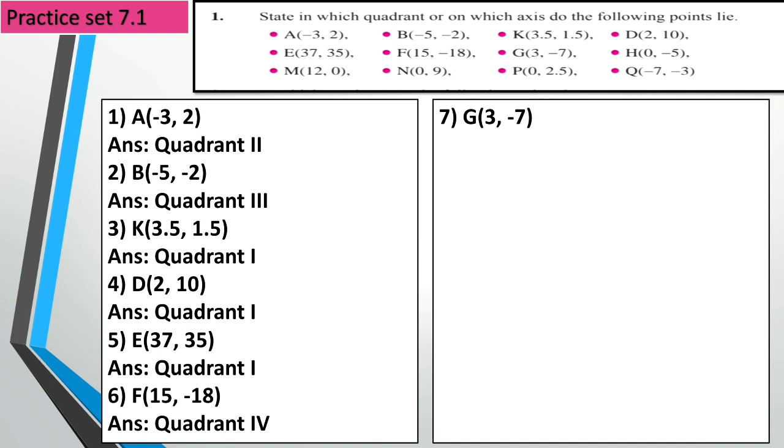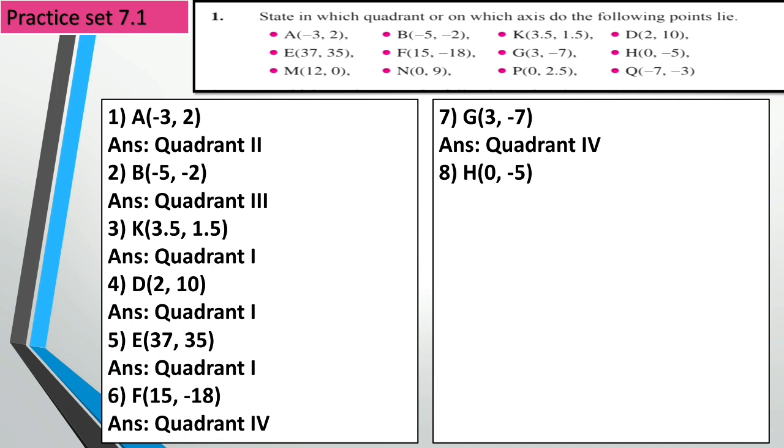The seventh one is given, point G, 3 and -7. So the x coordinate is positive and the y coordinate is negative. It will lie in which quadrant? Fourth quadrant. The eighth one is given, point H, 0 and -5.